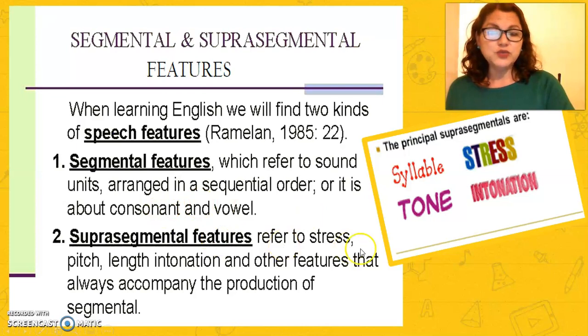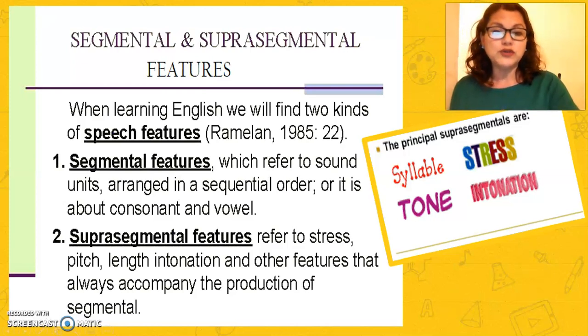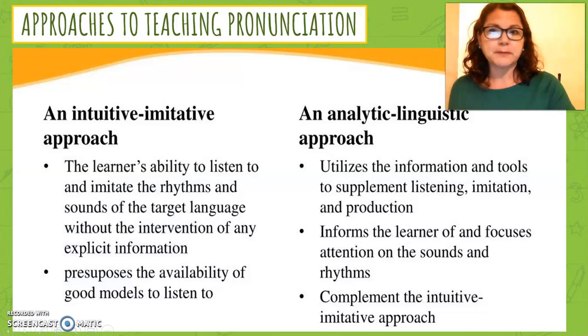When learning English, we will find 2 kinds of speech features: segmental features, which refer to sound units arranged in a sequential order, or it is about consonant and vowel. The suprasegmental features refer to stress, pitch, length, intonation, and other features that always accompany the production of segmentals. The principal suprasegmentals are syllable, tone, stress, and intonation.